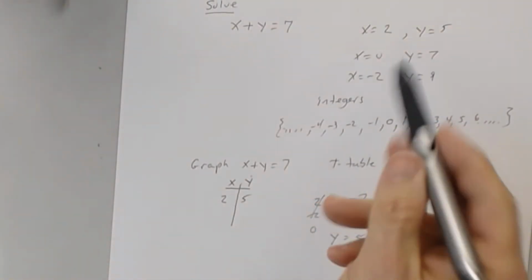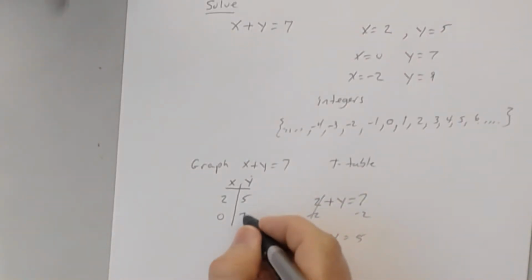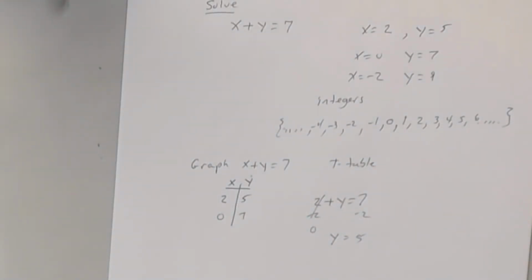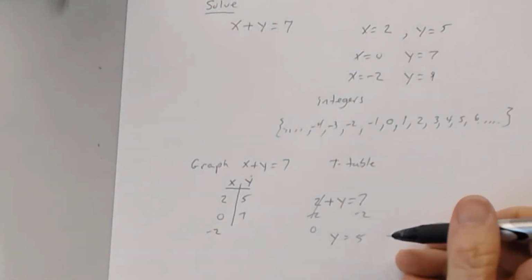We said if x was 0, what do we get for the y value? 7. Because 0 plus 7 is 7. So that's another solution. Remember, all these are solutions. So far, I have how many solutions? 2. We also said if x is negative 2, and some of you were able to very easily determine that the y value was 9, right?